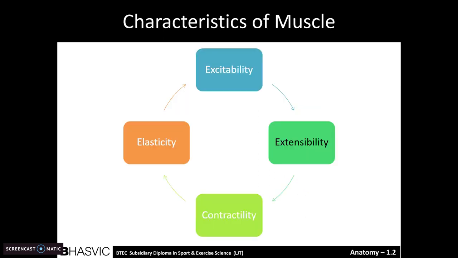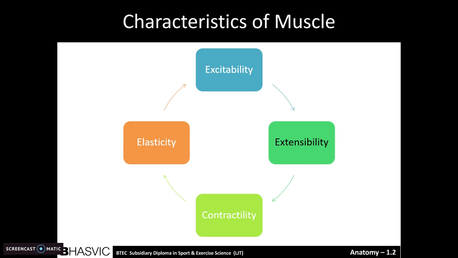Now we're going on to the characteristics of muscles. Excitability. Excitability is the ability to respond to a given stimulus that can be delivered from a motor neuron or a hormone. Extensibility is the ability of a muscle to be stretched. For example, in order to flex the elbow, the extensor muscles have to extend to allow flexion to occur. Elasticity.